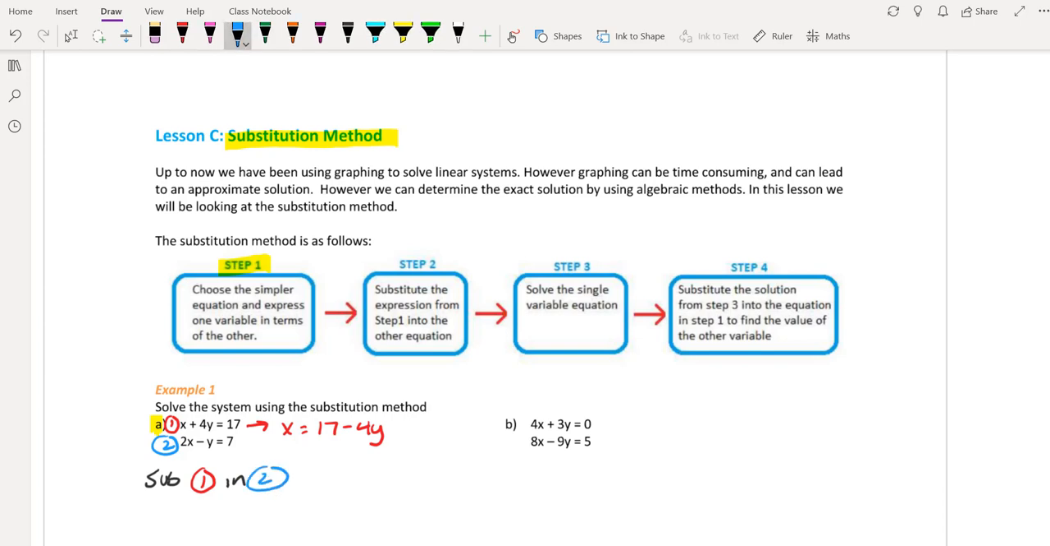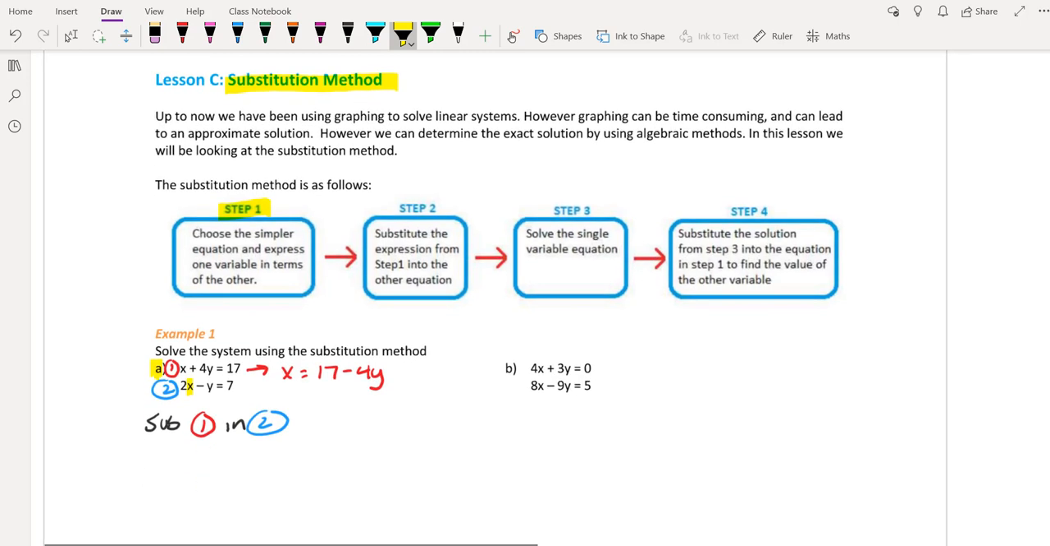So what I mean by that is equation number 1, we rewrote it x equal to something. So in equation 2, where we see the x, we're going to replace it with equation number 1, because that's what x is equal to. It's equal to a number, but it's also equal to this expression, right? So we have our second equation. We have 2, and there's the x, so I'm going to substitute equation number 1 in. So equation 1 is 17 minus 4y. Then we have the remainder of our equation 2, minus y is equal to 7.